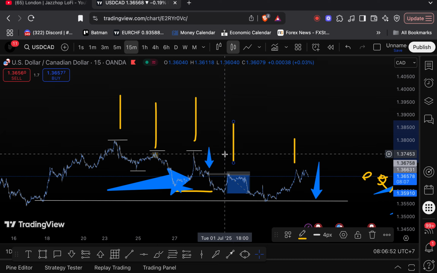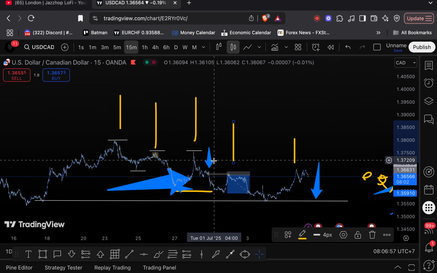So if I know I'm bearish, that's telling me that I need to look for a high, I need to sell high.